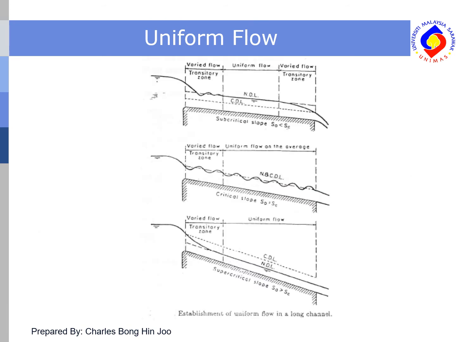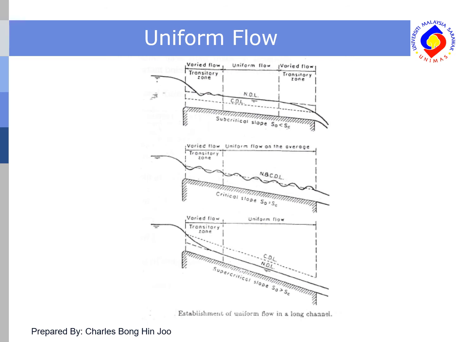This slide shows the establishment of uniform flow in a long channel under three different conditions. The figure on top shows the condition under subcritical slope. Under this condition, the flow depth actually coincides with the normal depth line, NDL, and under this condition, the normal depth line is higher than the critical depth line, CDL.